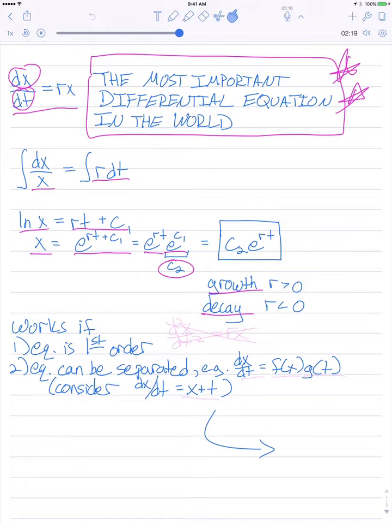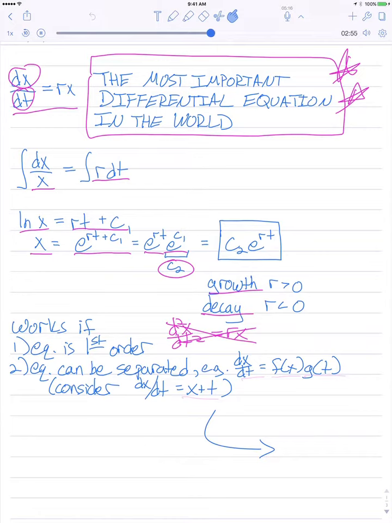In general, this technique of separation of variables works if the equation is first order. So if you saw an equation like d squared x dt squared equals rx, you cannot solve that by separation. The reason is that the separation we do is really a trick related to the chain rule of differentiation, and it doesn't work directly this way when we're dealing with second derivatives. So you can never separate a second order equation or higher.